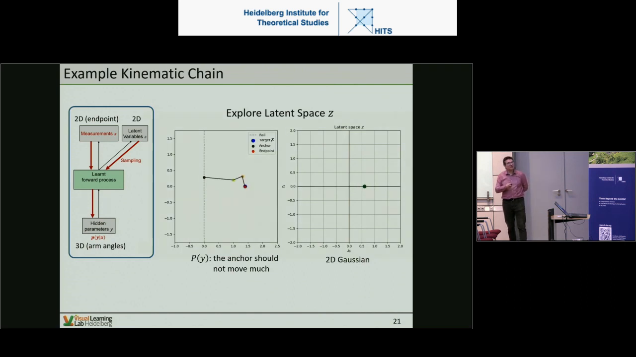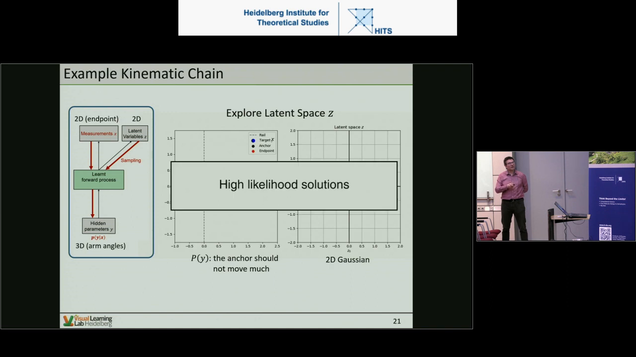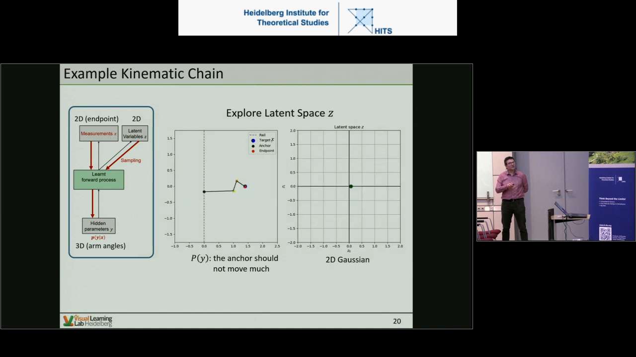So now I play here. It's actually Gaussian, so this is the most likely position here. And there's a small prior that the arm shouldn't move so much. Okay, I'll probably play again. So this one, as I said, this anchor here should not move so much up. So this is the prior, the most likely configuration. And then you can move to different configurations.